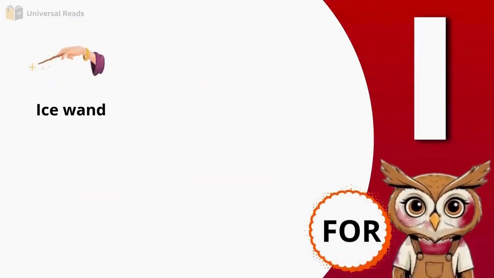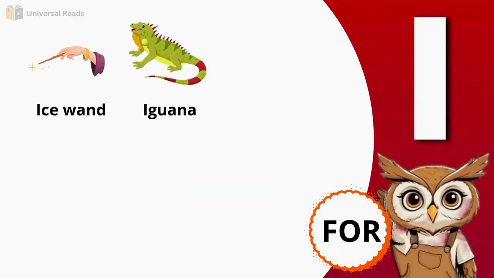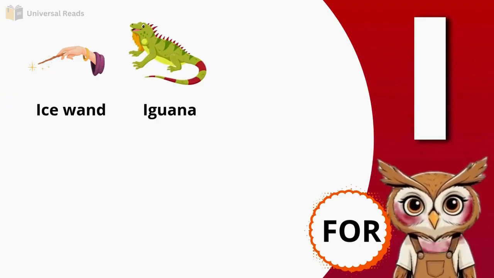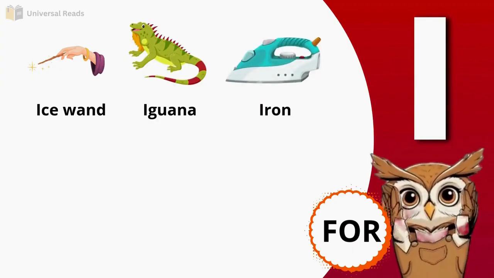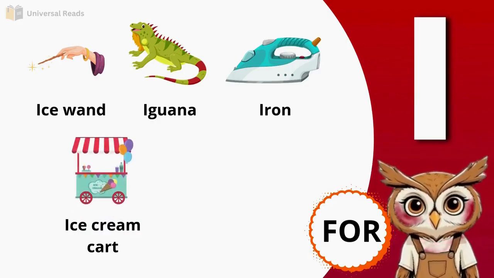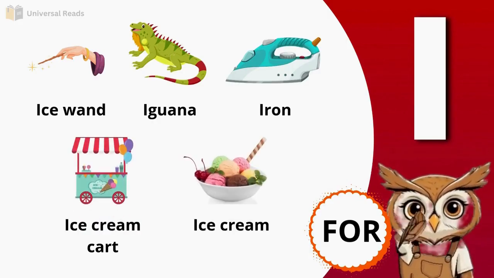I is for ice wand. I is for iguana. I is for iron. I is for ice cream cart. I is for ice cream.